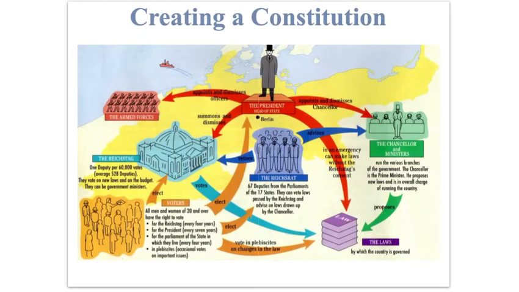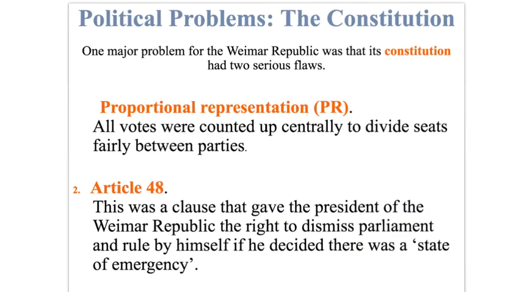This constitution was ambitious, however, it did have some flaws. The two main flaws that you need to know about are written here: proportional representation and Article 48. Proportional representation meant that all votes were counted. Whilst this was fair, it was equal, everybody had a say in the government. This meant that the government was always a coalition government, that all political parties were represented. This meant it was very, very hard to make decisions or any laws.